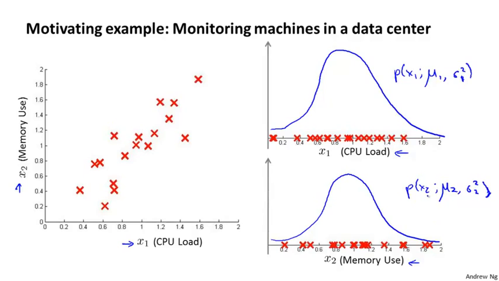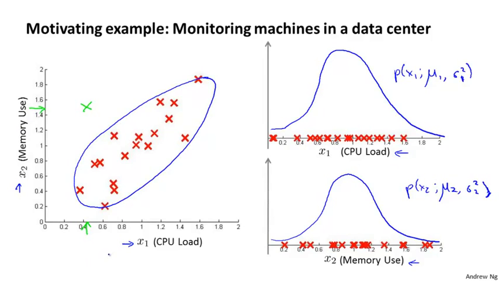Now let's say that in the test set I have an example that looks like this, the location of that green cross. So the value of x1 is about 0.4 and the value of x2 is about 1.5. If you look at the data, it looks like most of the data lies in this region, so that green cross is pretty far away from any of the data I've seen. It looks like that should be raised as an anomaly, right?